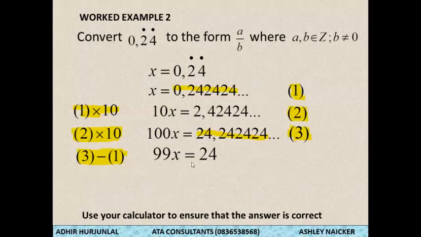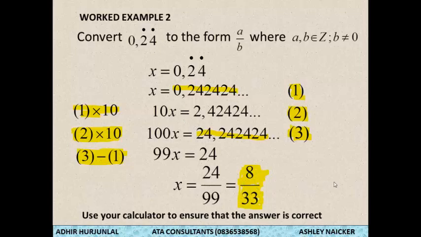This is a linear equation. I work with the linear equation and I am going to solve for x. If I solve for x, x is equal to 24 divided by 99. And guys, if possible, simplify to the simplest fraction. In this case, the answer is 8 divided by 33. And that's exactly what I'm looking for.